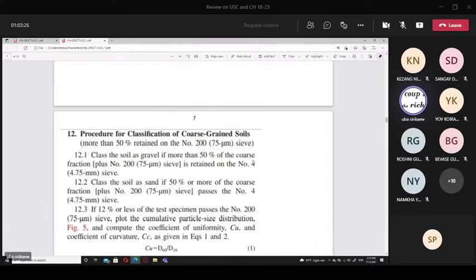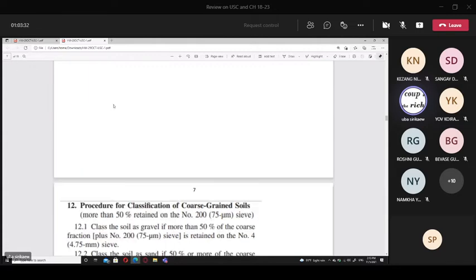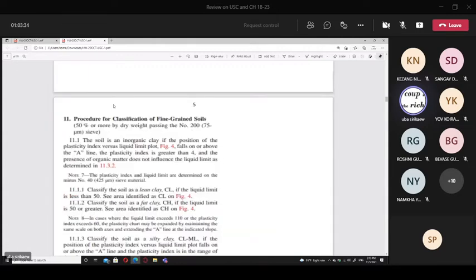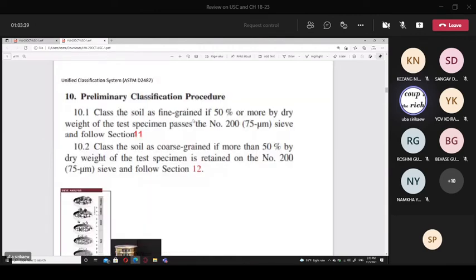This paper begins with, okay, take a reading with me. Unified soil classification procedure. We classify by the sieve number 200. If the fine grain is less, or the coarse grain is larger, passing number 200 sieve, we use section 11. If the coarse grain is more than 50%, retained on 200 sieve, it is section 12.